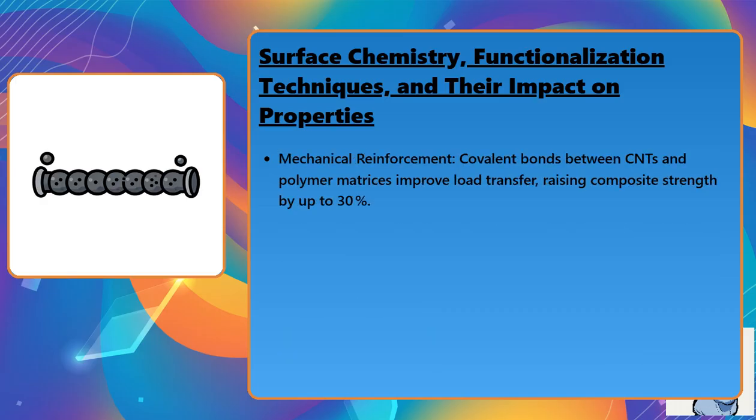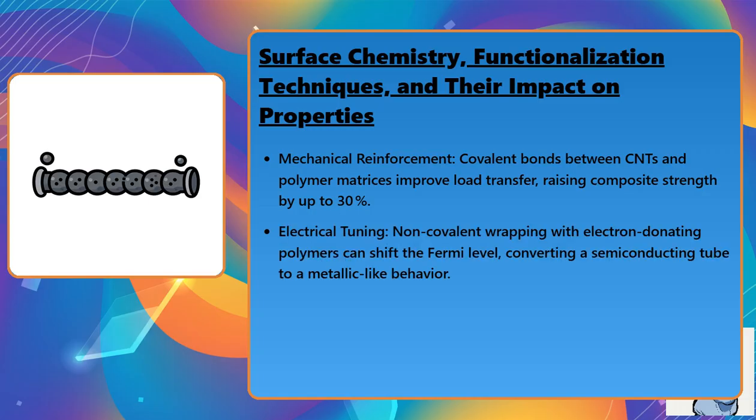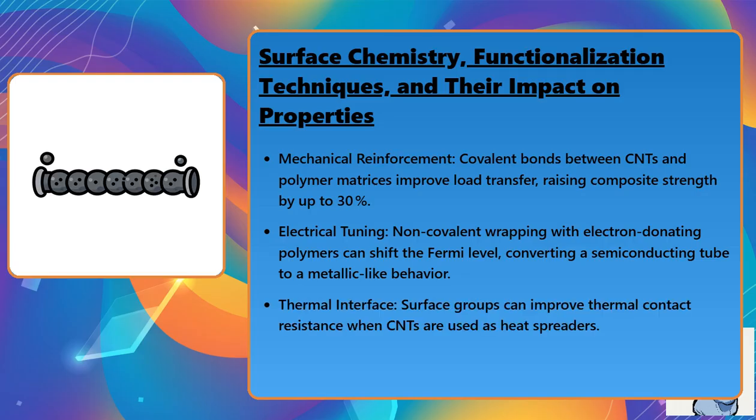Mechanical reinforcement. Covalent bonds between CNTs and polymer matrices improve load transfer, raising composite strength by up to 30%. Electrical tuning. Non-covalent wrapping with electron-donating polymers can shift the Fermi level, converting a semiconducting tube to a metallic-like behavior. Thermal interface. Surface groups can improve thermal contact resistance when CNTs are used as heat spreaders.